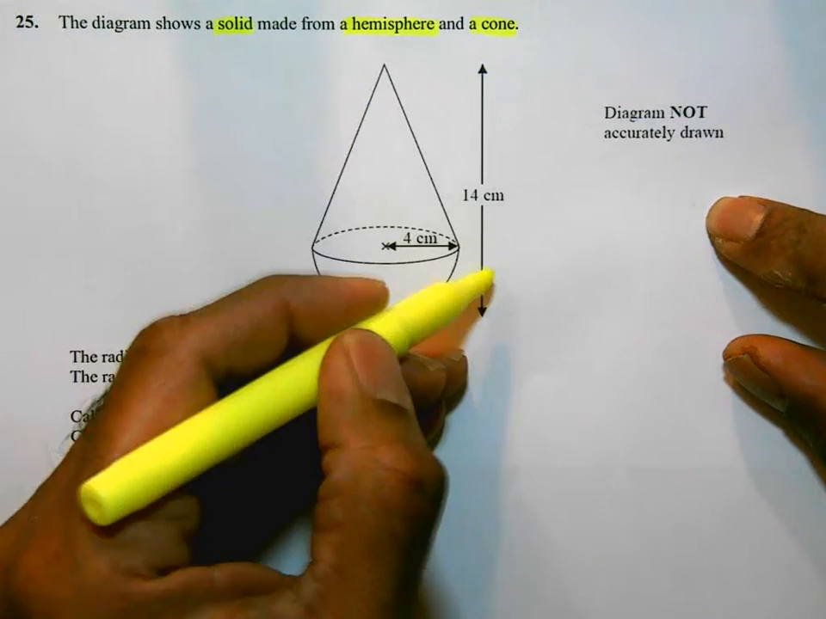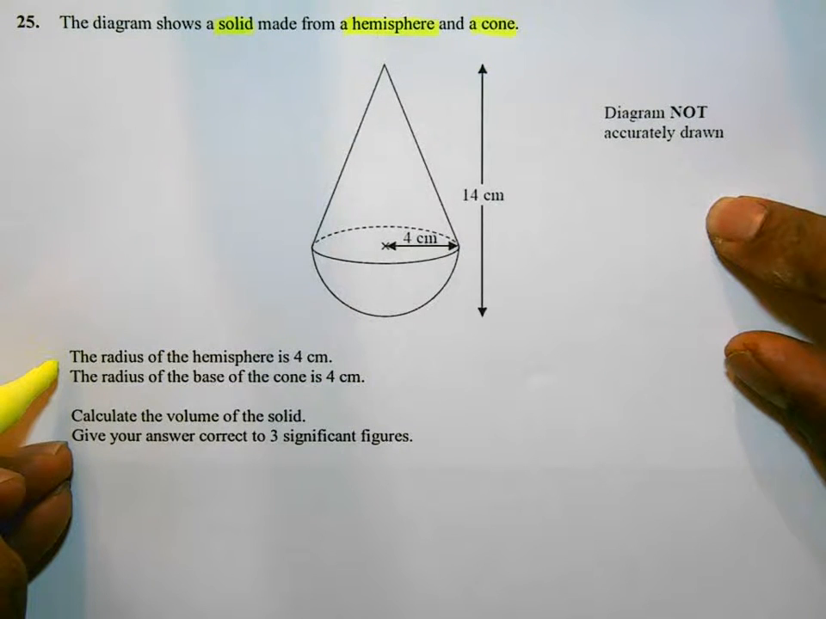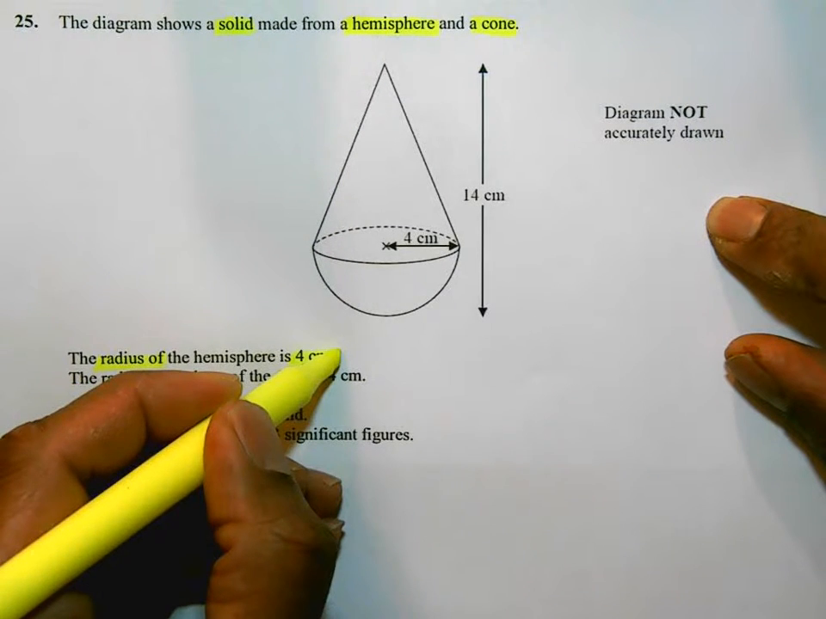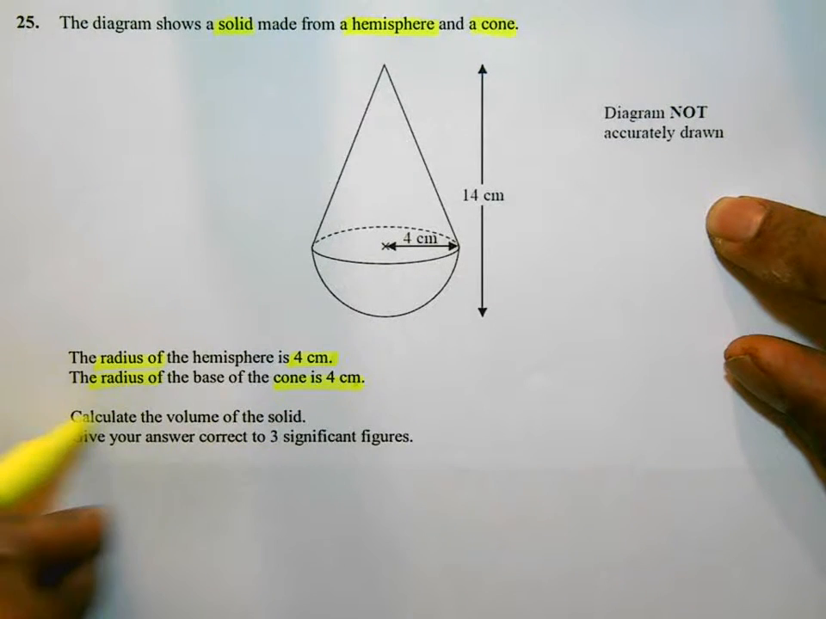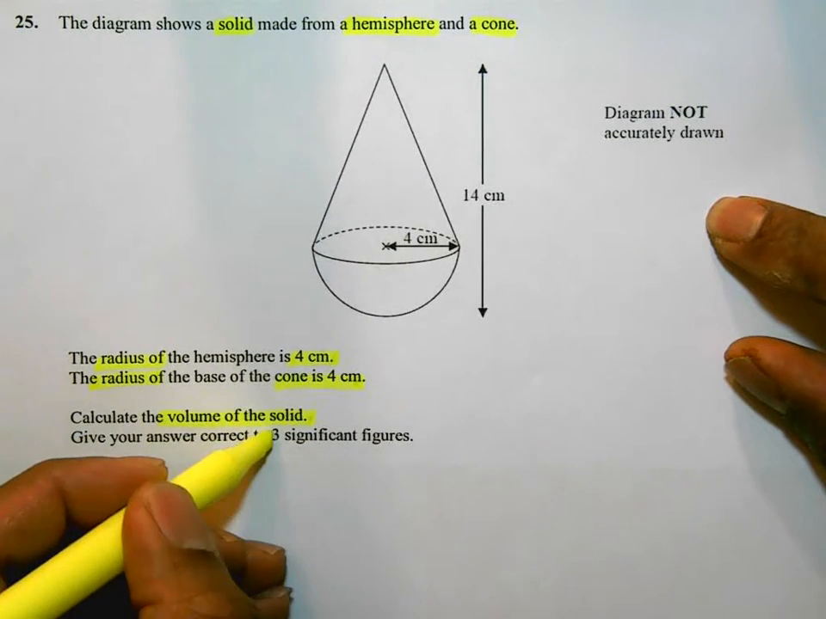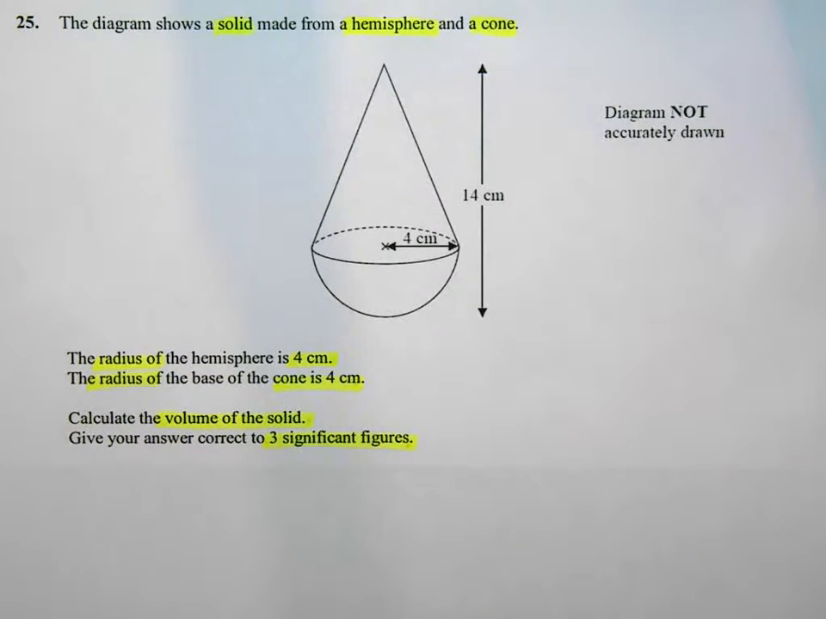The question says the radius of the hemisphere is 4. The radius of the base of the cone is 4. Calculate the volume of the solid and give your answer to 3 significant figures. Okay, so you should be familiar with many of the aspects of this. If you're aiming for top grade, this is a question that you definitely need to be getting completely correct.